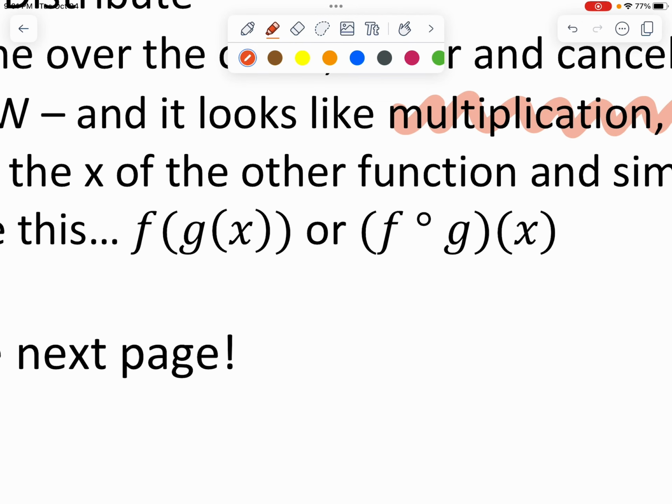Do you know what this says? F of g of x. F of g of x. This also says f of g of x. These are the same thing.